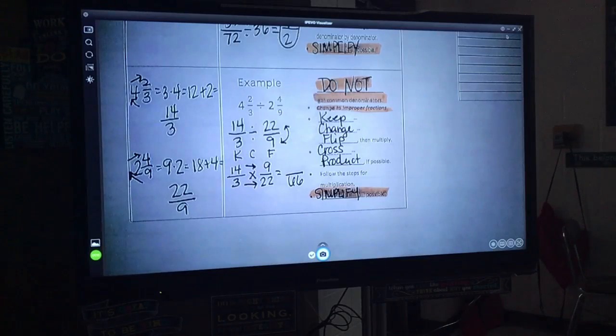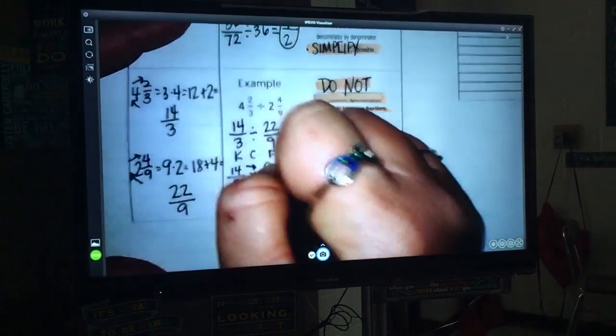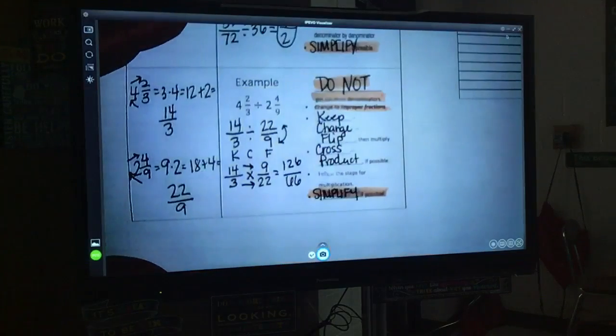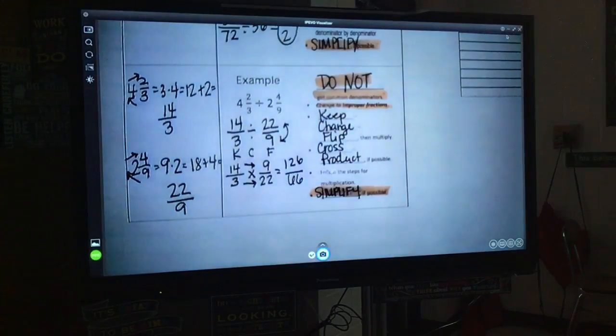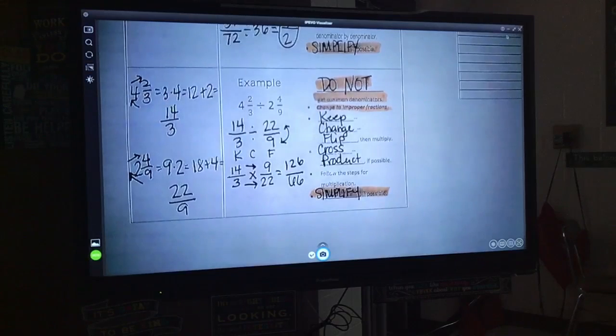Alright, Kaya, what do you get when you do 14 times 9? 126? Alright, so at this point, we have 126 over 66. You could technically leave it like that and simplify, but I would like to change it back to a mixed number just to practice that a little bit. How do we change this back to a mixed number?